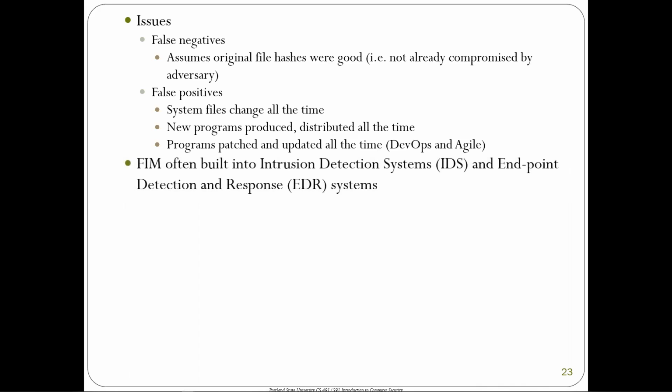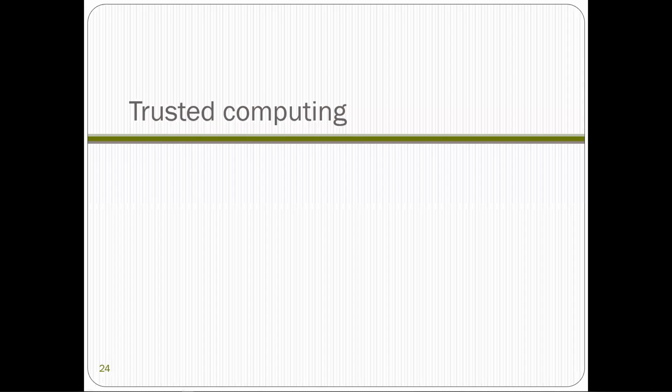Okay, so both FIM and the process monitoring, those are things that are often rolled into these IDS and EDR systems as well. So that is all for the monitoring techniques that you might come across. I'm going to now transition to another class of techniques that people are using to protect hosts. The idea here is to do something called trusted computing, which is to basically restrict the programs that are being executed on every single host.